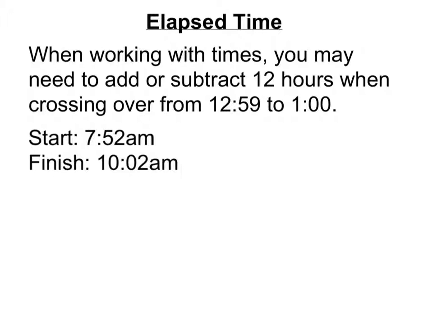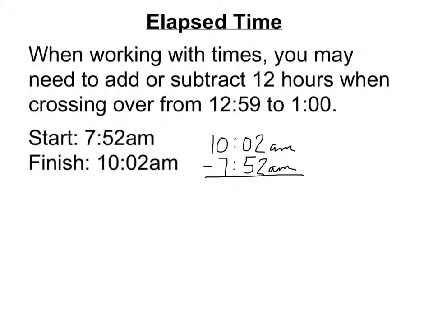Now let's try another example. So this time our start time will be 7:52 a.m. and the finish will be 10:02 a.m. So we start with the time we finish and we subtract the time we started. Now, since it never crosses over from 12:59 to 1 o'clock, we're all set to subtract.